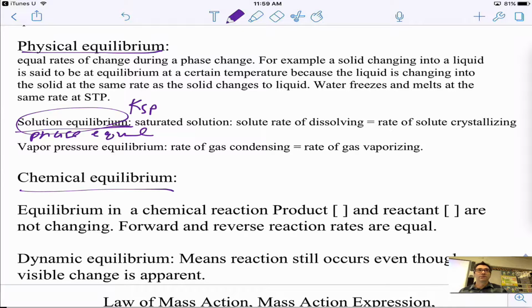Another type of equilibrium is talking about vapor pressure. When we talk about vapor pressure, we talk about gases condensing and liquids vaporizing and how the rates are equal. But what we're really going to focus on in this chapter, and all the problems are going to be based on, is chemical equilibrium. And this is where you have a reaction. It has products, it has reactant concentrations. They're not changing. We have forward and reverse rates that are equal. All the equilibrium that we deal with is dynamic. There's always changes going on. We just can't see them because the net change is zero.